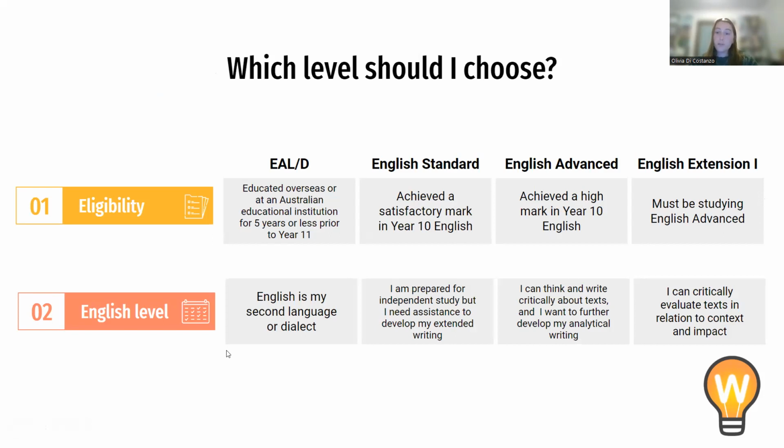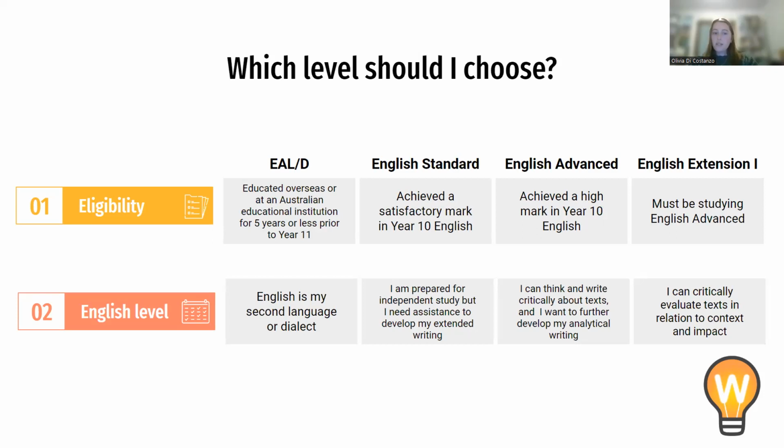So the first thing to consider is eligibility. Your school may have already set out a certain grade or mark that you might need for each level of English. However, I really recommend having a chat to your teacher about which level they see fit. As I mentioned before, in order to take EALD, English must be your second language or dialect, and you must have been educated overseas or at an Australian educational institution with English as the language of instruction for 5 years or less prior to commencing the Year 11 course.